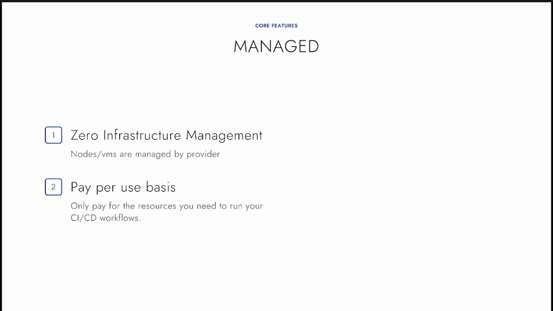So some core features of managed CI/CD workflow are zero infrastructure management, as we have mentioned. Your cloud provider fully manages your infrastructure, so your team no longer has to worry about managing the servers manually. Next, most managed CI/CD platforms run on a pay-per-use basis. This way you only pay for the resources that are used when your CI/CD workflows are running. And this can be a huge difference in cost compared to a traditional CI/CD platform.